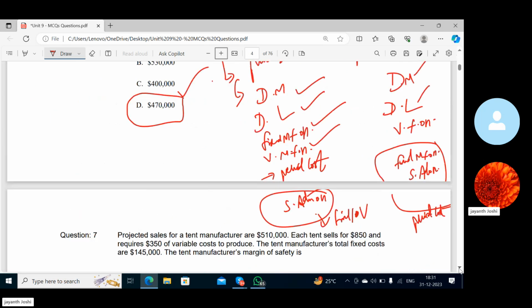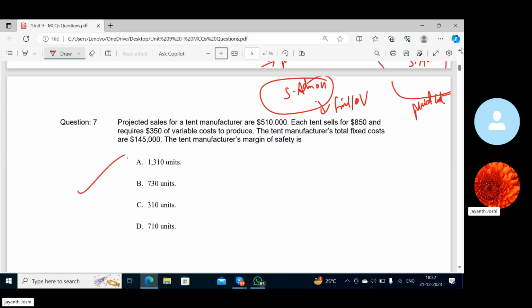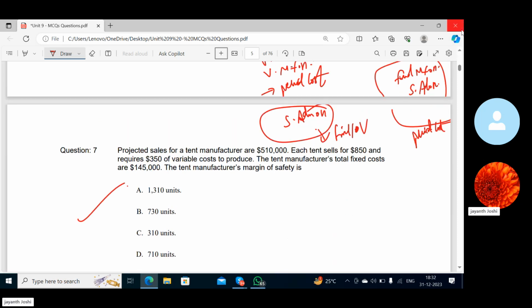Shall we move forward? Yes. Do this question. Margin of safety. Budgeted sales minus break-even sales is equal to margin of safety. Budgeted sales, did they give? Yes, 5,10,000. They are selling it for 850. So per unit, how much?